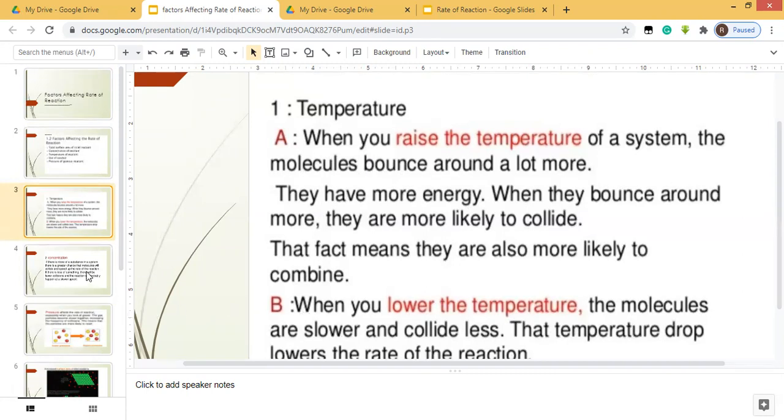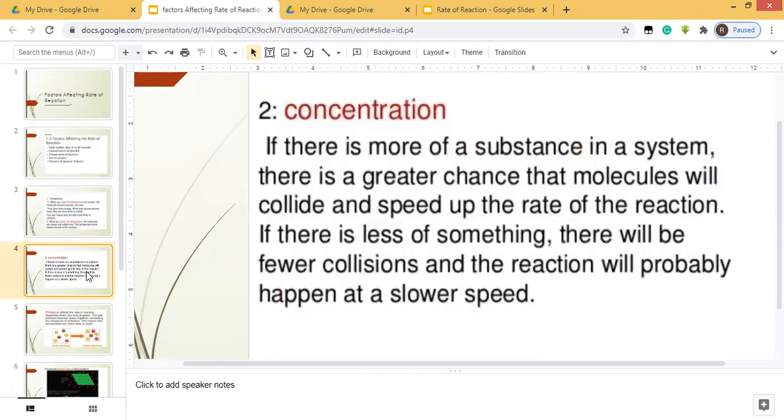The second factor is the concentration. We usually measure the concentration of a solution in moles per cubic decimeter. The more concentrated a solution, the greater the number of particles of solute dissolved in a given volume of solvent. So in reactions involving those solutions, more concentrated reactants have a faster rate of reaction. This is because the random motion of the particles in solution results in more frequent collisions between the reacting molecules.